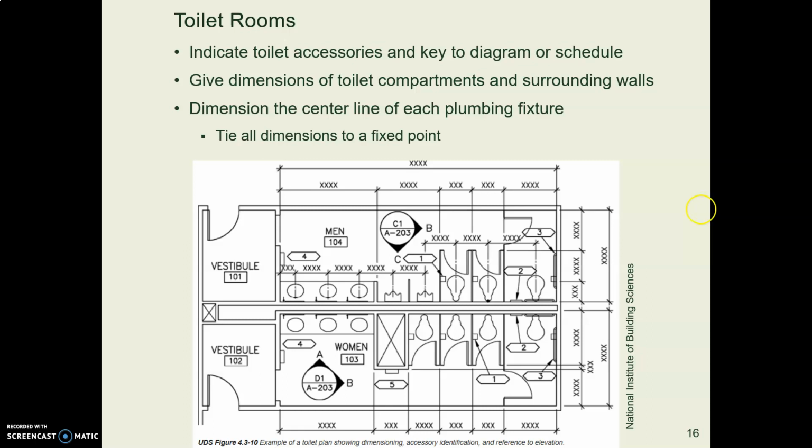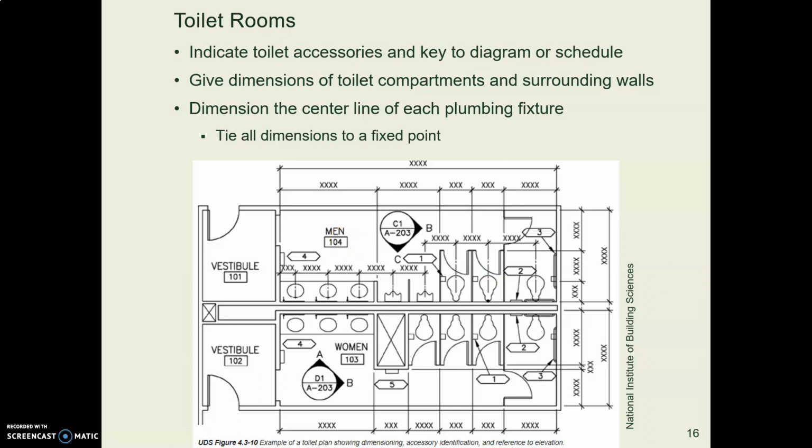This one is from the National CAD Standard, and there's a classic view arrow again. So this is telling you page A203 is going to have an interior elevation, and here is the room number for this restroom, so on and so forth.